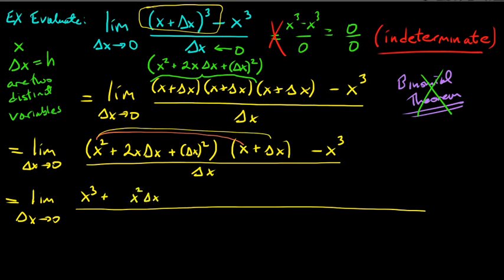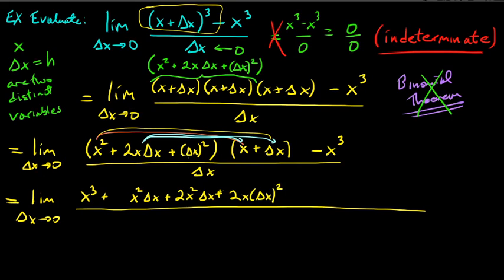And then we're going to do 2x delta x times x, which is 2x squared times delta x. Oh, I was going to do this all at once. Okay, so 2x squared times delta x. And then we multiply 2x delta x times another delta x. So I guess that's going to be 2x times delta x squared.